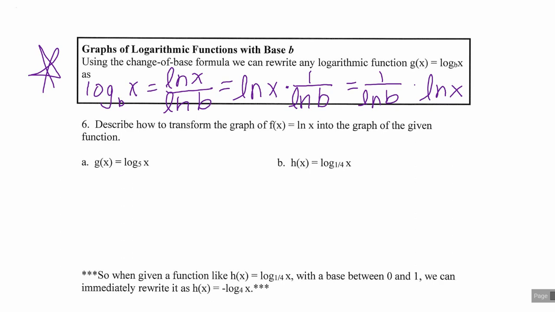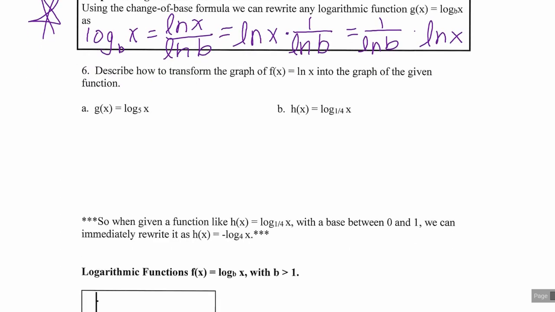So the very last thing we're going to talk about today is how we can transform the graphs of, like I said, the natural log of x from these functions that we're given. And that all comes down to your change of base formula because it's going to show you your transformations. So we're going to practice using that a little bit here.